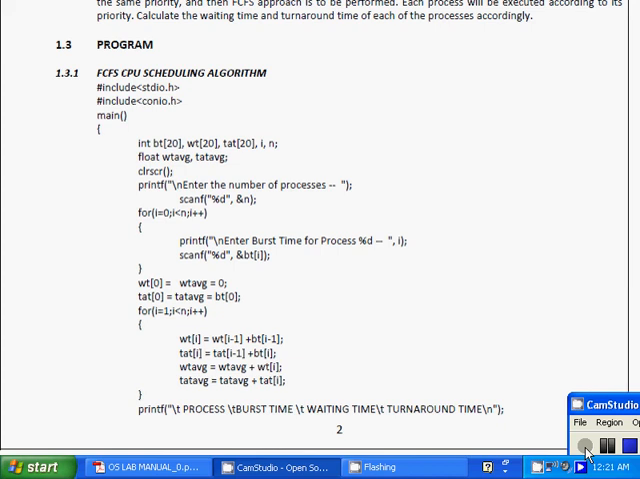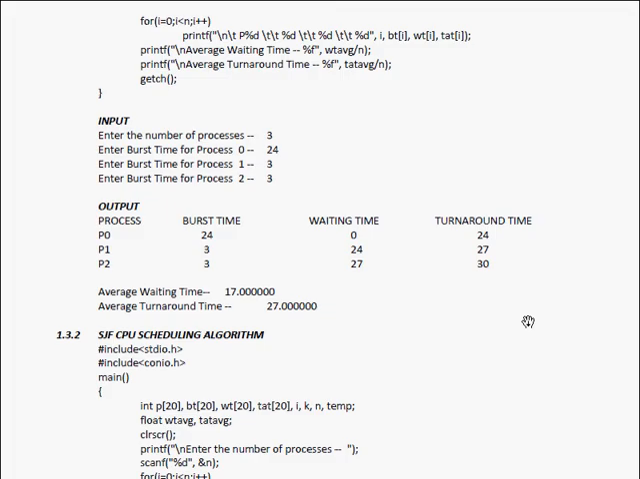Thus, the average waiting time under a FCFS policy is generally not minimal and may vary substantially if the process CPU burst times vary greatly. In addition, consider the performance of FCFS scheduling. In a dynamic situation, assume we have one CPU-bound process and many I/O-bound processes. As the processes flow around the system, the following scenario may result.